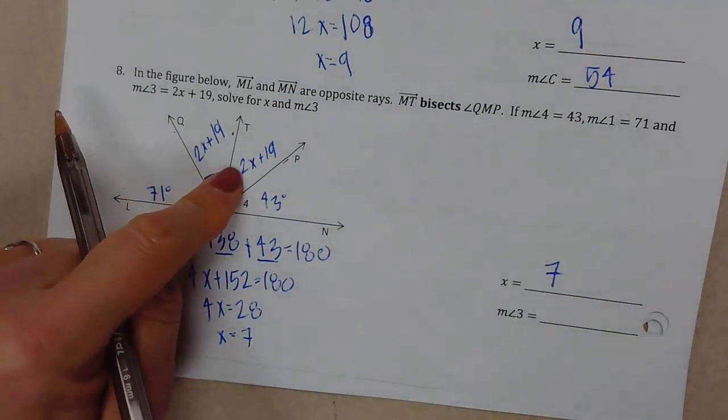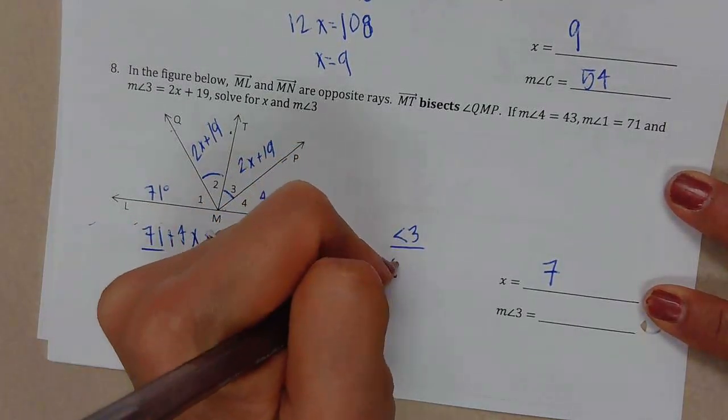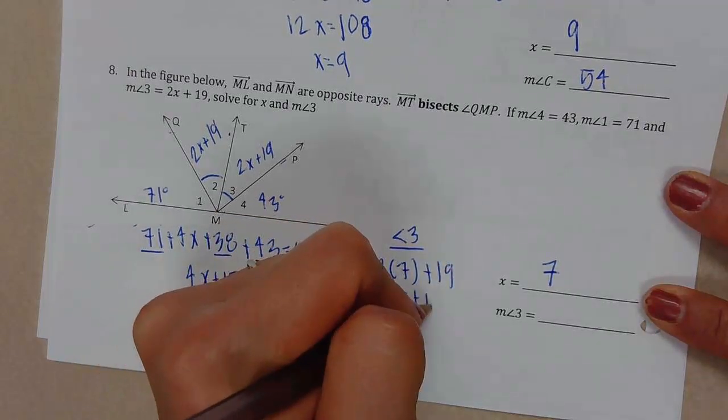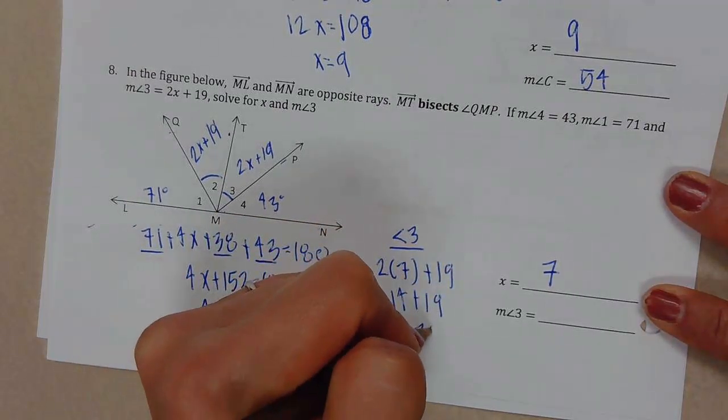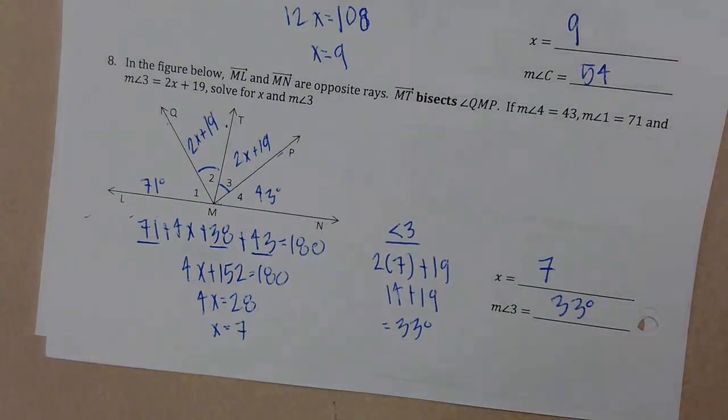Then it tells me to solve for the measure of angle 3. So for angle 3, I'm going to do 2 times 7 plus 19, 14 plus 19, and get 33 degrees. All right, that's it for Unit 1.